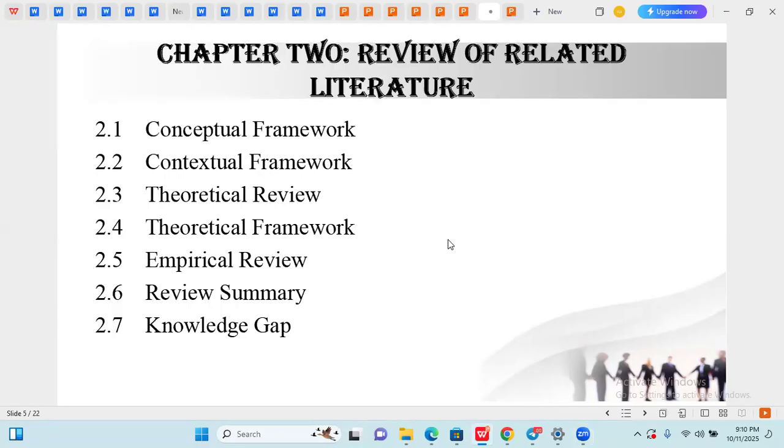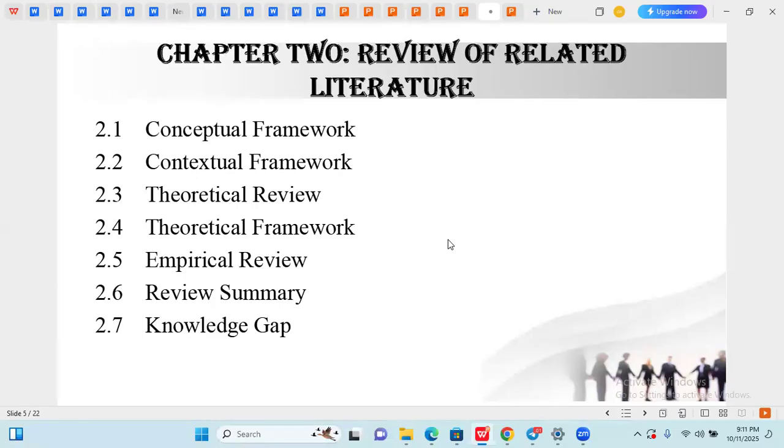Chapter 2, review of literature: conceptual framework, contextual framework, theoretical review, theoretical framework. All right. Empirical review, summary, knowledge gap. Now, all these formats are general formats.